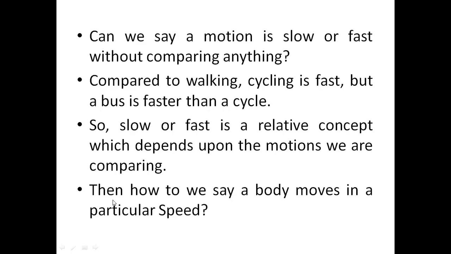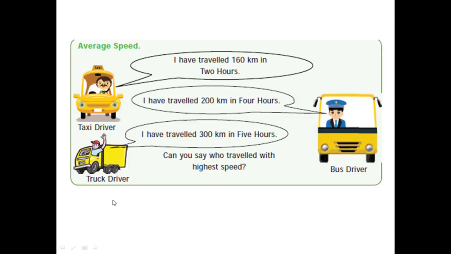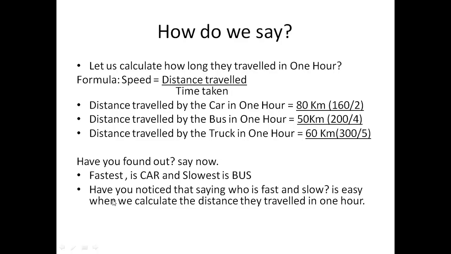Then, how do we say a body moves at a particular speed? From this example, we can learn about average speed. So first, observe the picture. This car driver says, I have traveled 160 km in 2 hours. This bus driver says, I have traveled 200 km in 4 hours. This truck driver says, I have traveled 300 km in 5 hours. Can you say who traveled with the highest speed? The car driver, or the bus driver, or the truck driver?